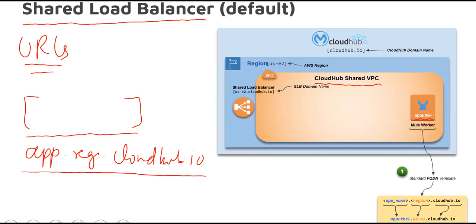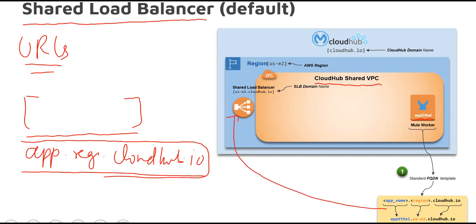Now, as I mentioned, when we deploy, in Runtime Manager we will see something like this. This is the template of the URL visible in Runtime Manager. That URL belongs to the shared load balancer. This URL won't belong to your worker or your app. When I trigger this URL from any REST client, it will trigger the shared load balancer. Now, what is the shared load balancer? Let's talk about it. We talked about VPC, now let's talk about the shared load balancer.